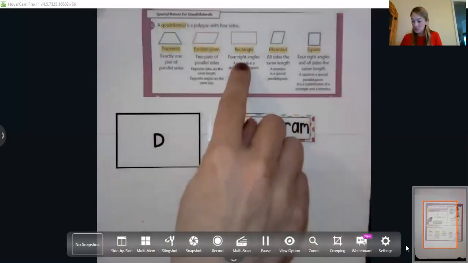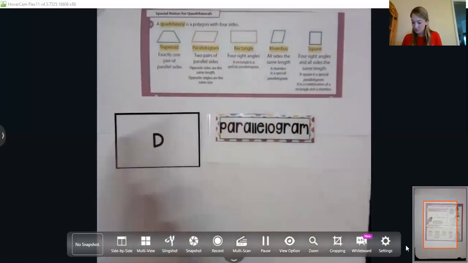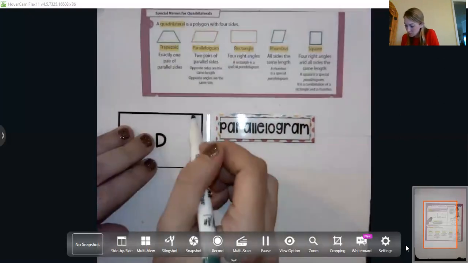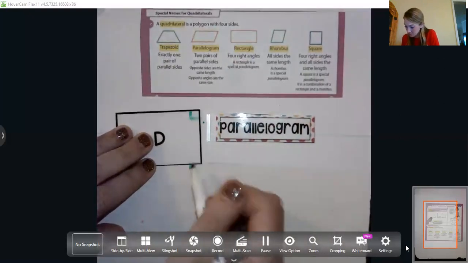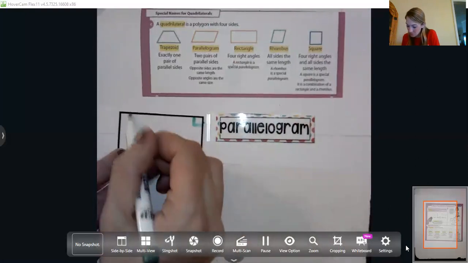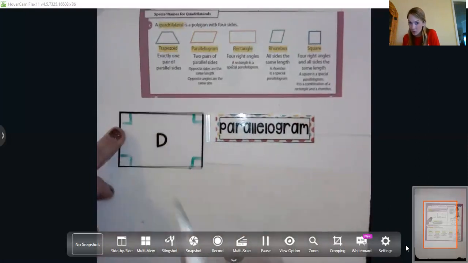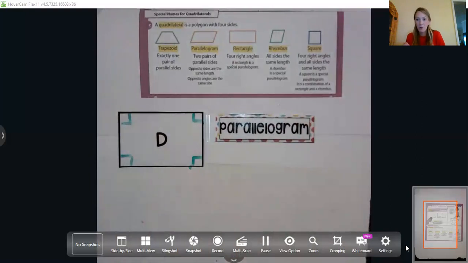Could it be a rectangle? Does it have four right angles? Let me check. 1, 2, 3, 4. Remember, sometimes people call right angles 90-degree angles. Yes, so we would say yes, it's a rectangle.